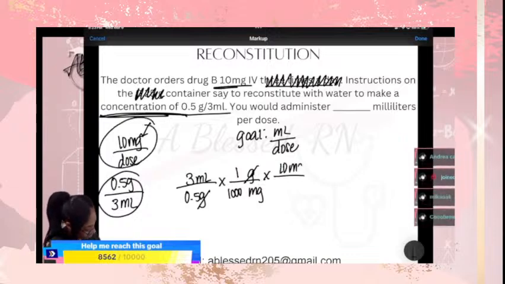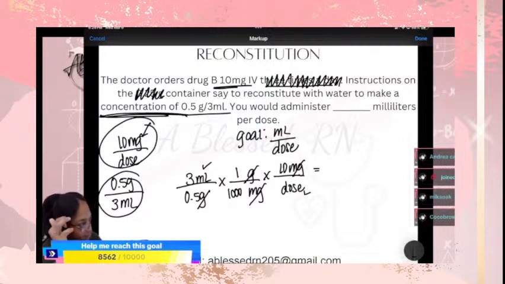So 10 milligrams per dose. And now milligrams have crossed out and we are at goal, which is milliliter on the top and dose on the bottom. And now we can solve. Does everybody know how to put this in the calculator and keep it in the calculator so that you don't have to write it down and then put it back in the calculator? If you have been here before, I reference this as the calculator trick.